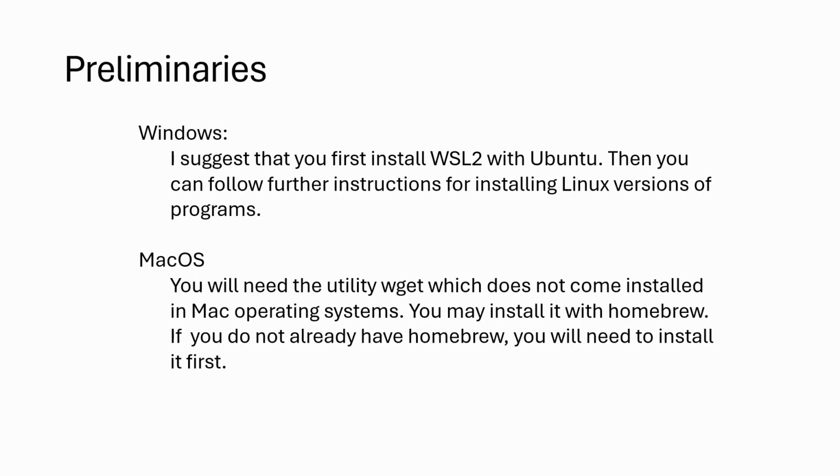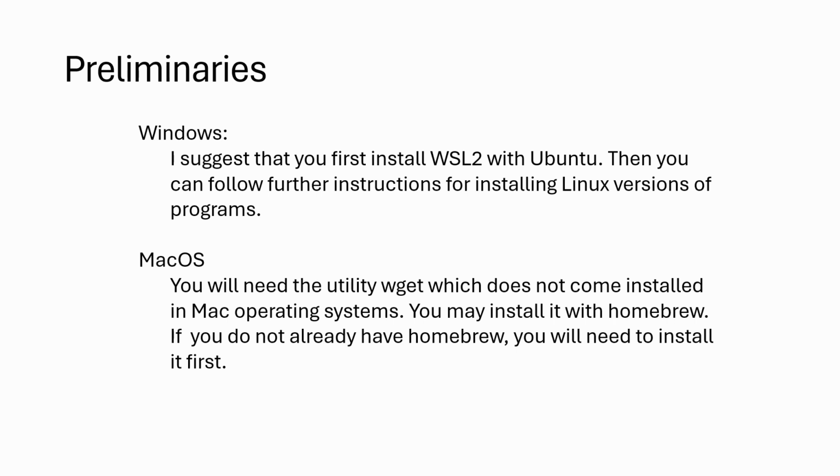This tutorial is meant to be run on your own computer. It could be Windows, Mac, or Linux. But that means you have to have certain programs installed on your computer first: FastQC, MultiQC, Figaro, and Qiime2. If you have a Windows computer, I suggest that you first install WSL2 with the Ubuntu version of Linux. Then you can follow further instructions for installing Linux versions of the programs.